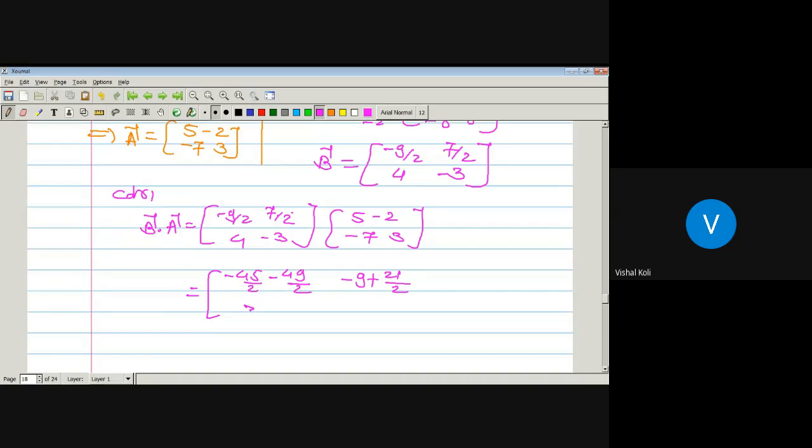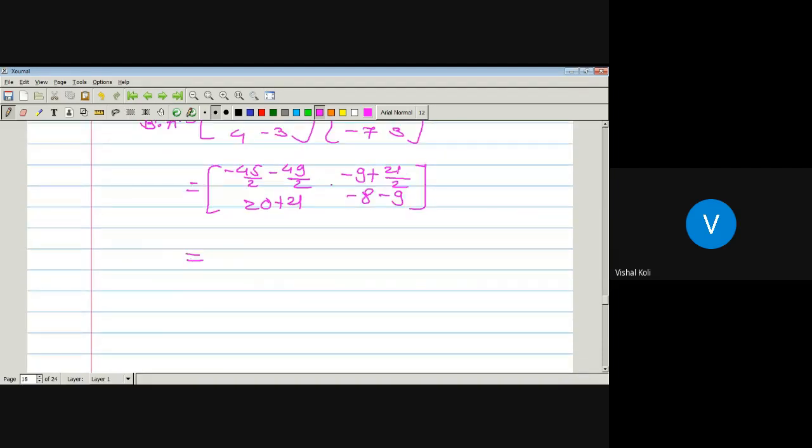4 into 5, 20, minus of minus 7 is plus 21. 4 into minus 2, minus 8, minus 3 into minus 3, minus 9. So it becomes minus 45 minus 49, which is minus 94 divided by 2, which is minus 47. Minus 9 plus 21, minus 18 plus 21, I think 5.